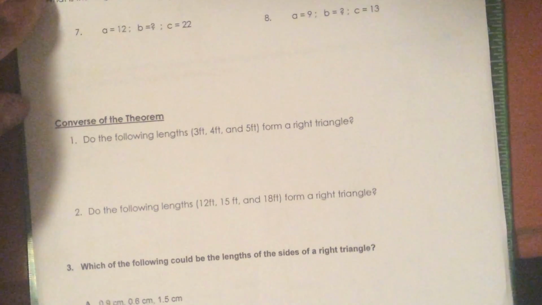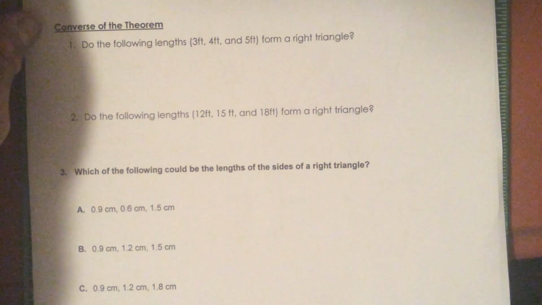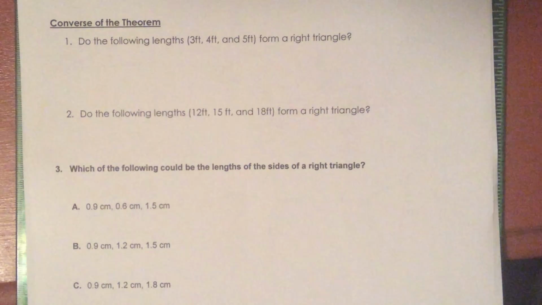But we're going to move on to the next section, which is the converse of the theorem. Now, the converse basically allows us to use the Pythagorean theorem and determine if three measurements are a right triangle. So let's go ahead and jump into example 1 to see what I'm talking about. Now, the question states, do the following lengths 3 feet, 4 feet, and 5 feet form a right triangle? Well, I'm going to take those three measurements and plug them into my theorem.